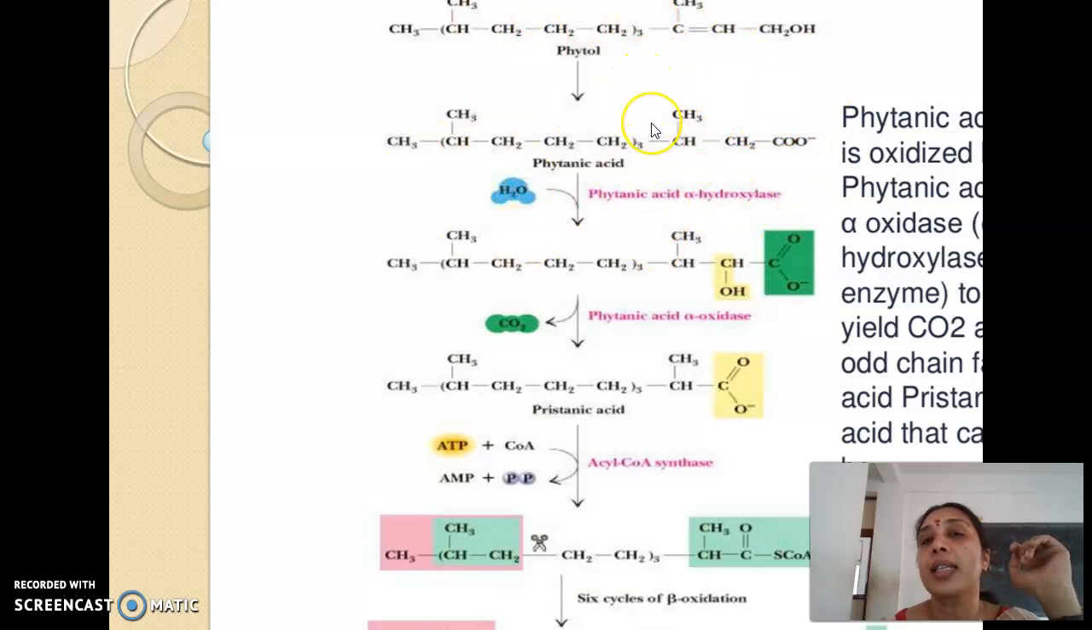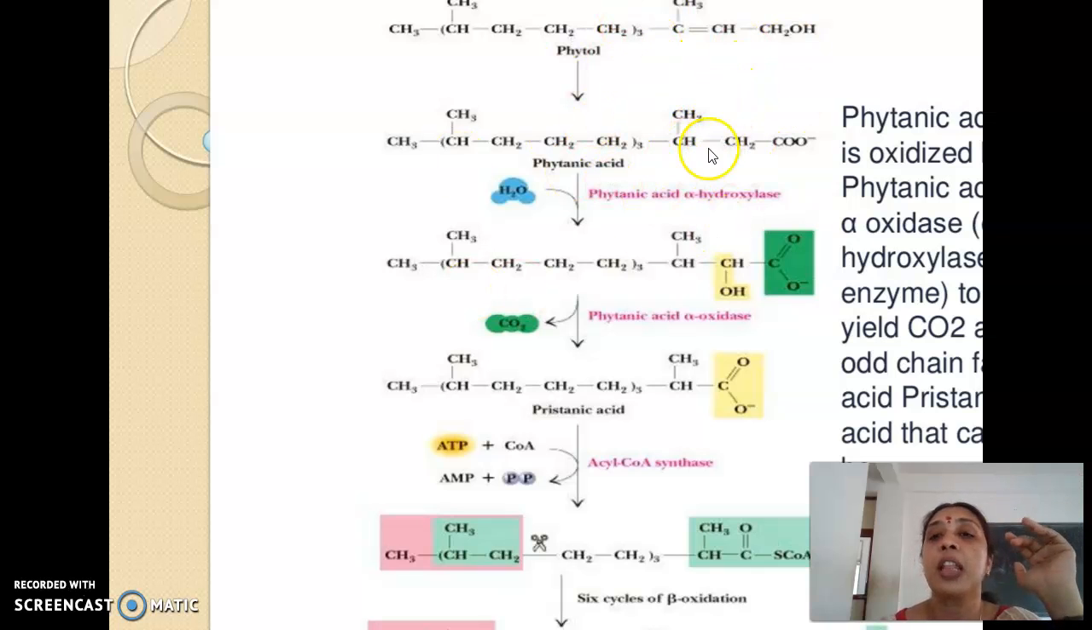This phytanic acid cannot be processed by the normal beta oxidation because the beta oxidative enzymes are prevented from acting by the side chain present on the beta carbon. So instead of going into beta oxidation first, it first carries out alpha oxidation, then it follows beta oxidation. Clear? Anyway, it will finally reach beta oxidation, but the fatty acid has to be modified first, right?